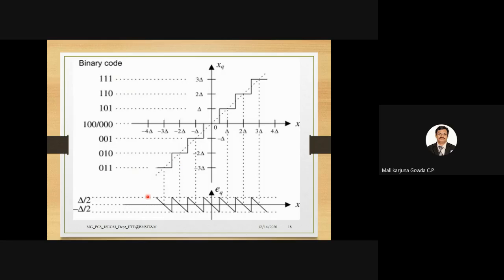Just now what you need to understand is, when I do the quantization, it introduces some error. That error is known as the quantization error. There is a difference between the input signal and the quantized signal. That is known as the quantization error. Hope you got my point. I don't know to what extent people are understanding this waveform. This is the quantization error.